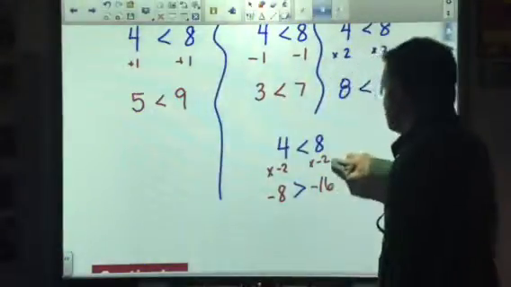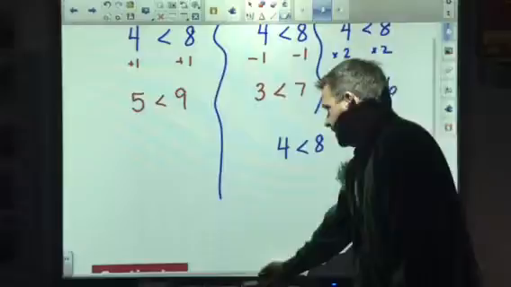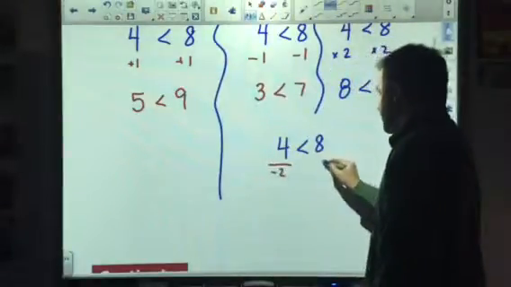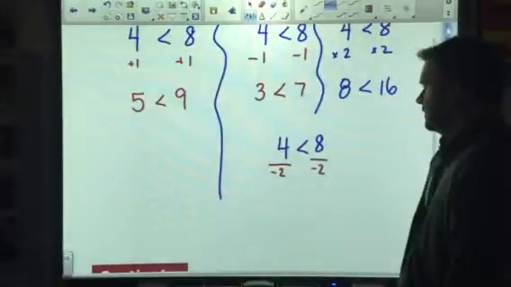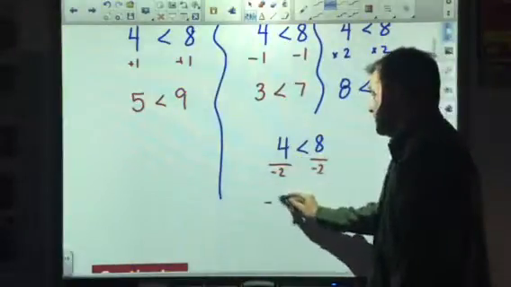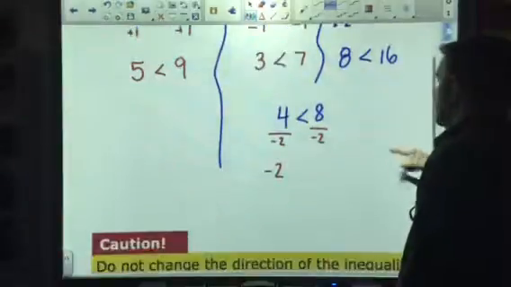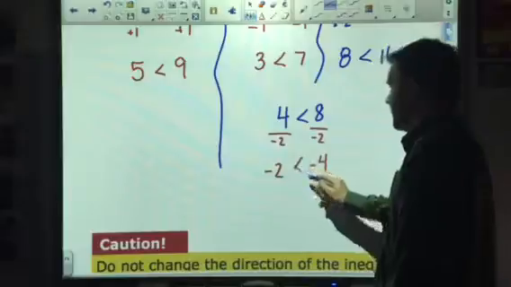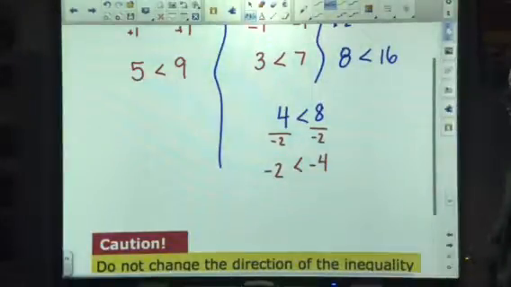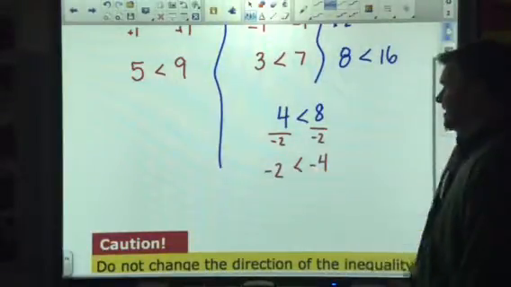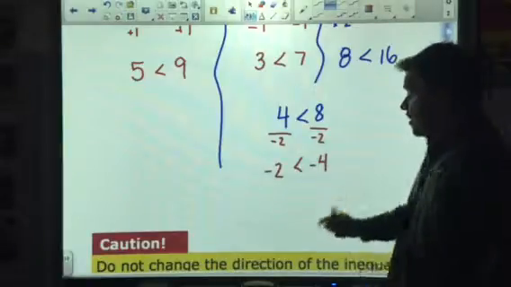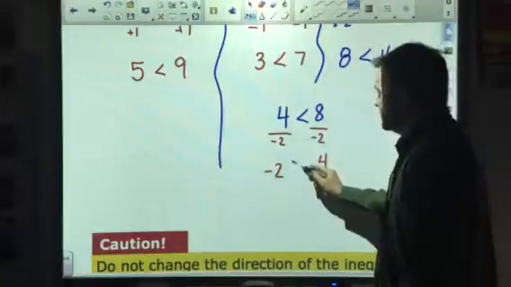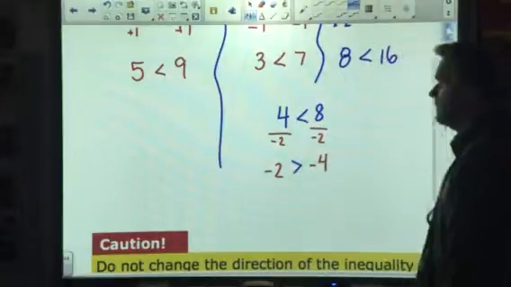Let's look at it with dividing by a negative number. So I'm going to divide this side by negative 2, and I divide this side by negative 2. 4 divided by negative 2 gives me negative 2. 8 divided by negative 2 gives me negative 4. Does that inequality still work? Negative 2 less than negative 4? And the answer is no, it doesn't work. That inequality must be flipped over from the original.